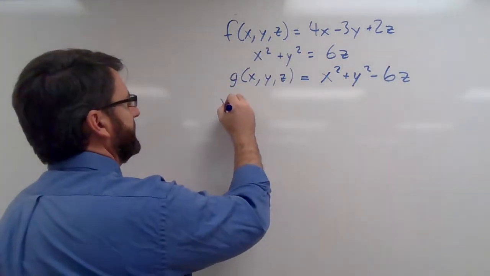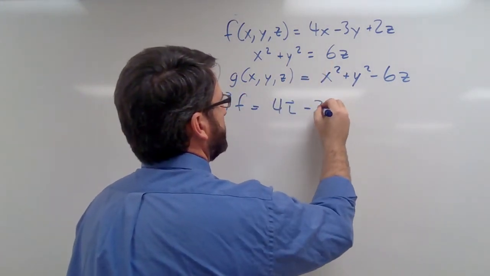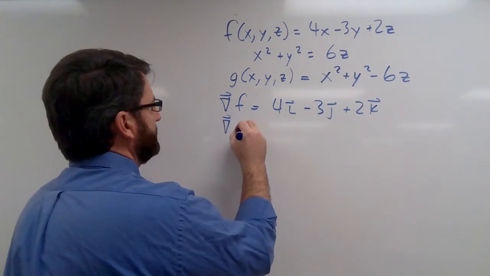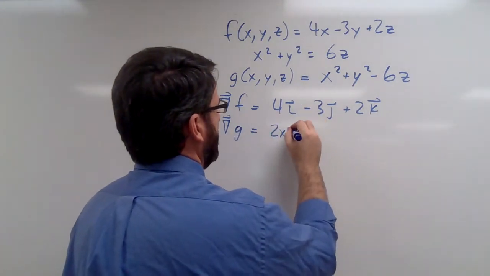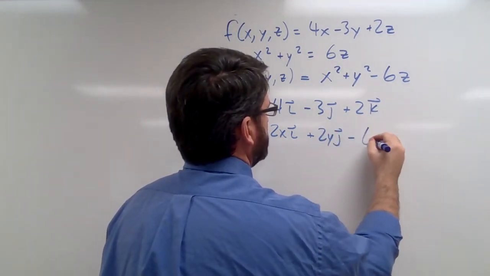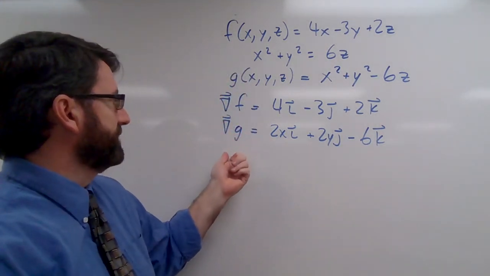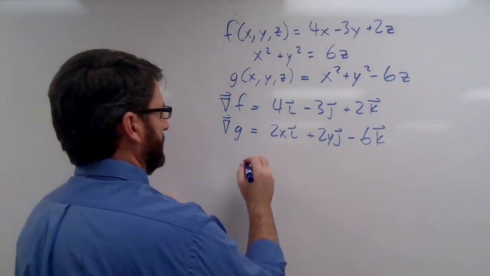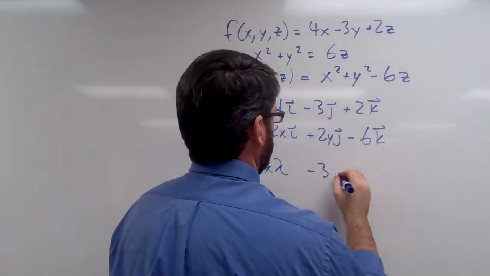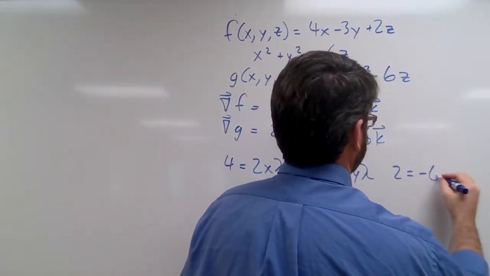All right, so now the gradient of f is going to be 4i minus 3j plus 2k. And the gradient of g is going to be 2xi plus 2yj minus 6k. And we know that the gradient of f is going to be equal to the gradient of g times some lambda. So 4 is going to be equal to 2x lambda. And negative 3 is going to be equal to 2y lambda. And 2 is going to be equal to negative 6 lambda.